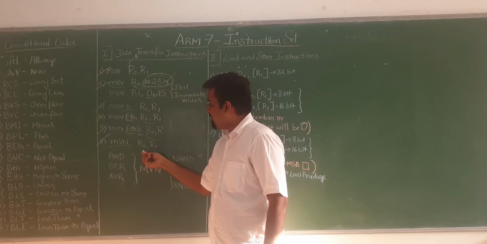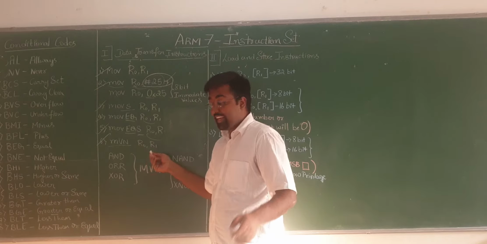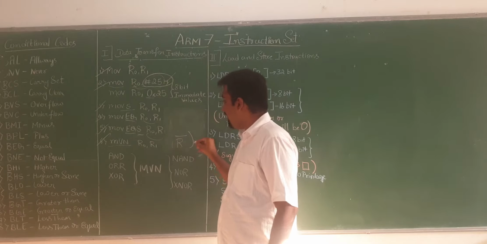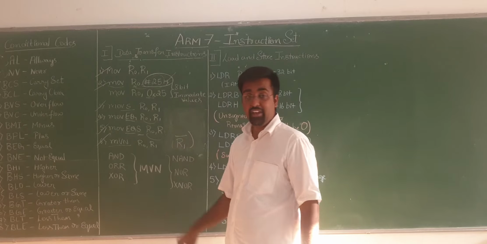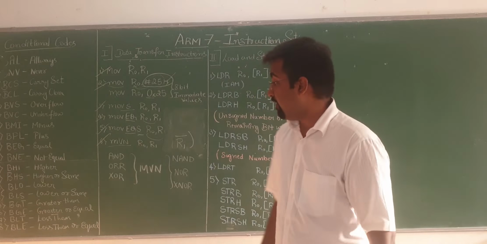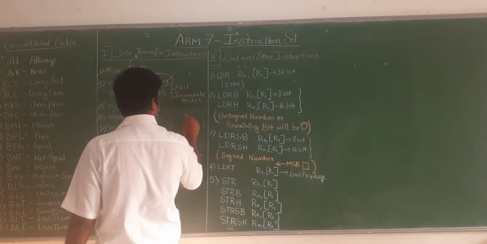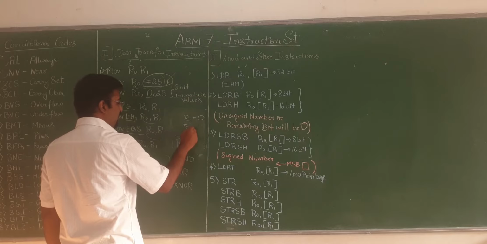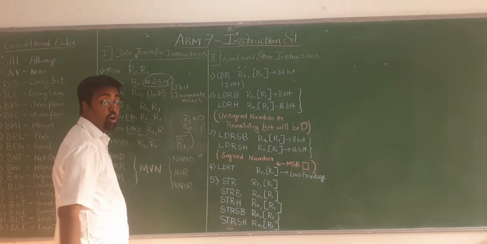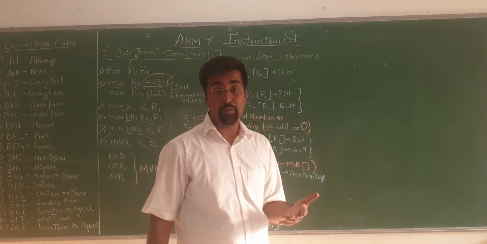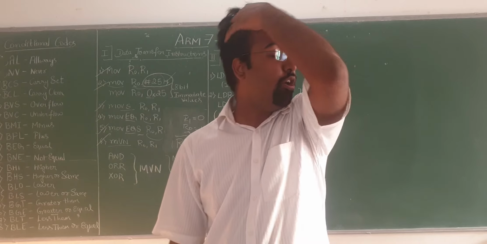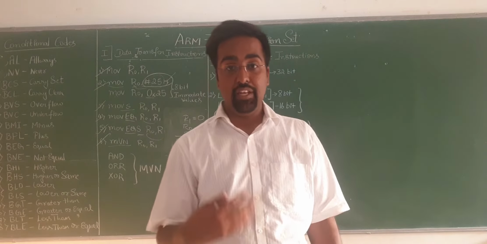Move not means R0 is getting the bar of R1, the negation of R1. Let us say your R1 was 0, your R0 will get 1, the complement value of that particular register. Why this kind of move not operation is used, we need to know.